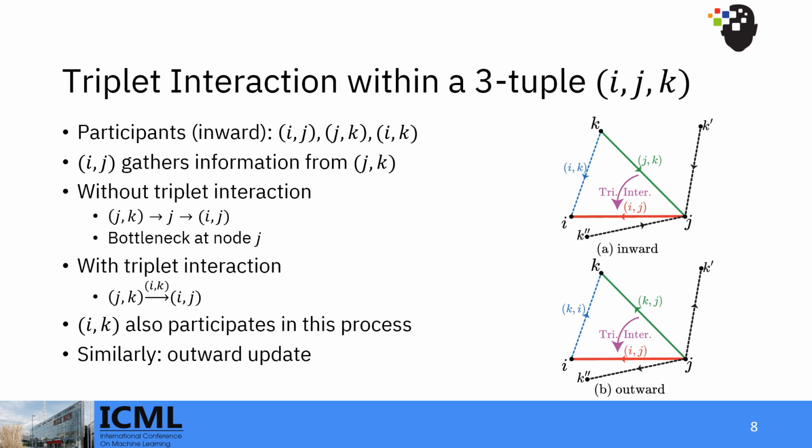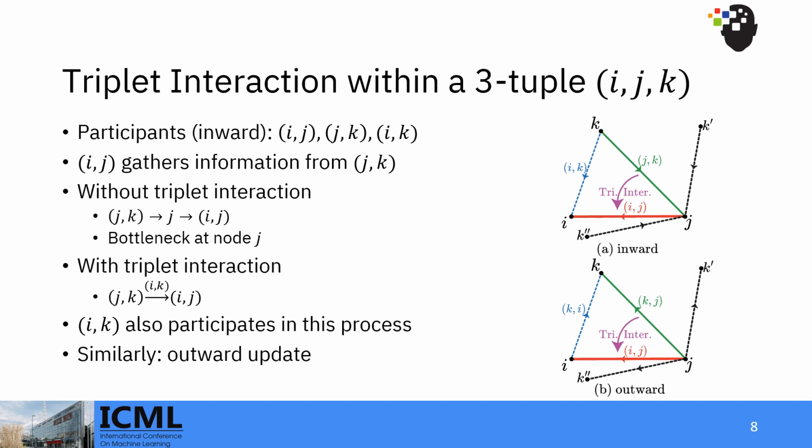In the inward update, we have three participants, IJ, JK, and IK. The key idea is that the pair IJ gathers information from JK. However, the way this information flows is crucial. Without triplet interaction, the information would flow from JK to node J, and then to IJ. This creates a bottleneck at node J, limiting the expressivity of the model.